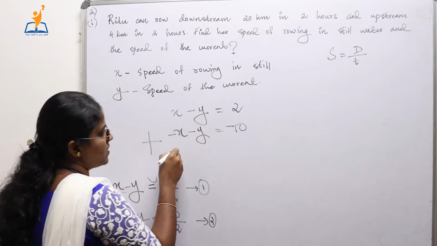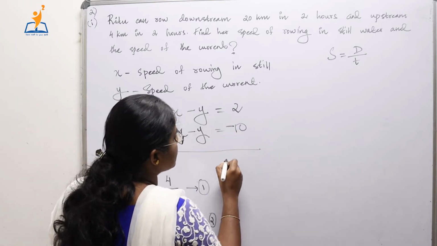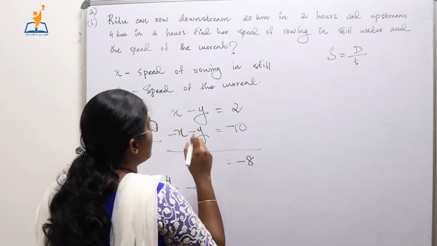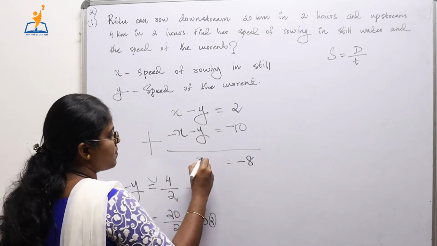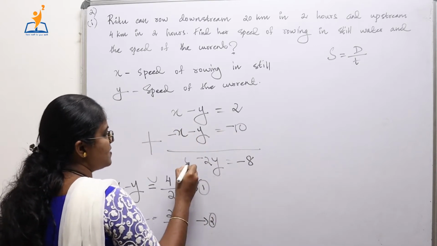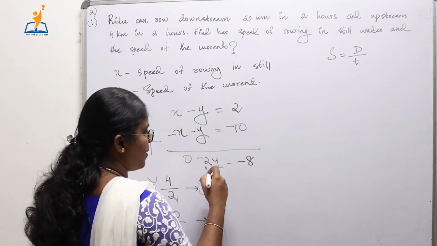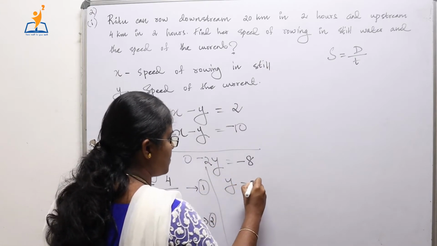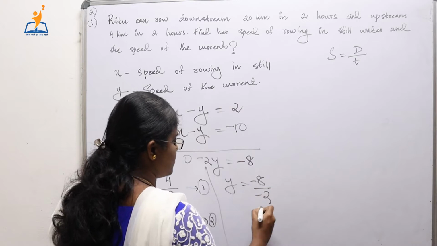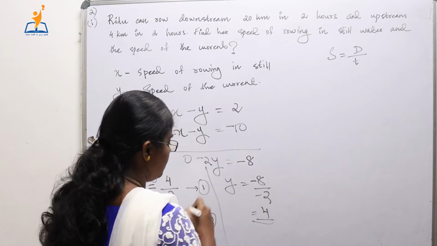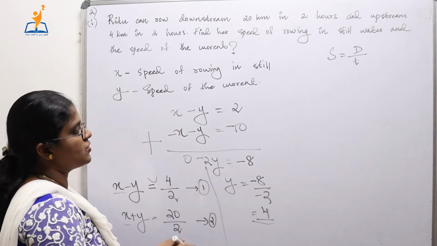In order to subtract these equations, we are going to change the sign and then add these equations. So what is 2 minus 10? It is minus 8. What is minus y minus y? It is minus 2y. x minus x is 0. So we got minus 2y equals minus 8, which means y is equal to minus 8 by minus 2, which is 4. So we got y is equal to 4.